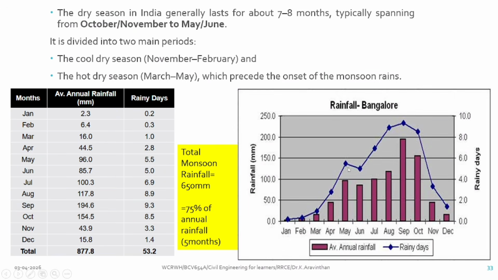And by the graph you can understand, this is an example of Bangalore. For Bangalore city, how much rainfall is available during the different months. The average annual rainfall for 15 years has been taken. So a cumulative of 15 years of January rainfall has been collected, and the range is given here.